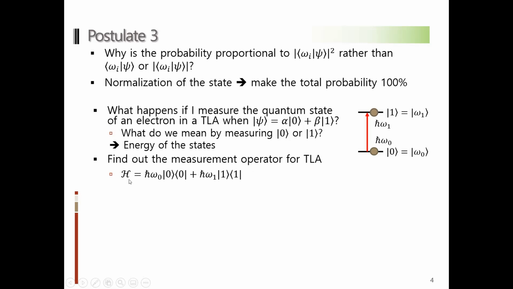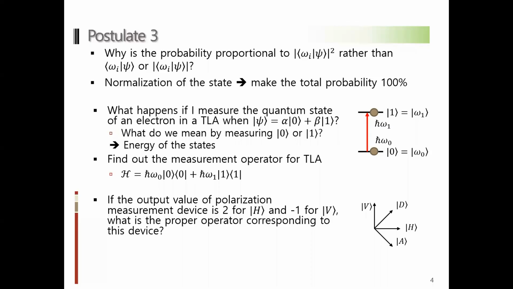Here I intentionally use the notation H, which means the Hamiltonian, because in the previous lecture I mentioned that the meaning of the Hamiltonian is actually the total energy, and here the total energy corresponds to the total energy being carried by the electron. So this is a natural notation to represent the Hamiltonian of the two-level atom.